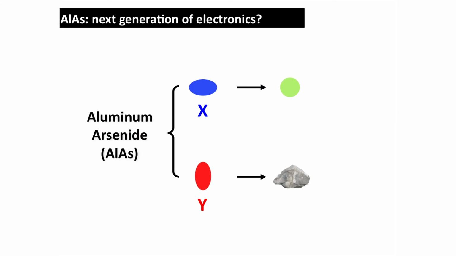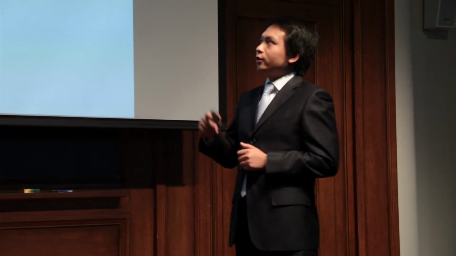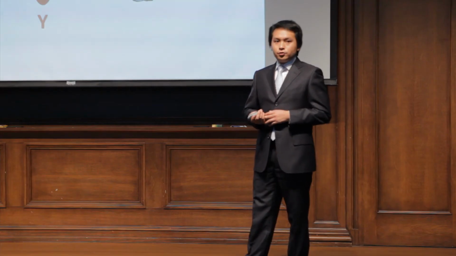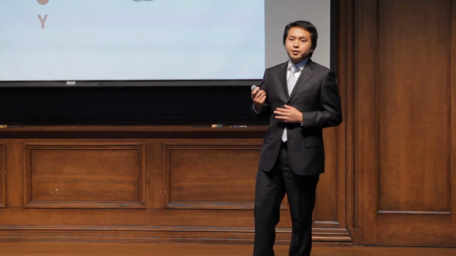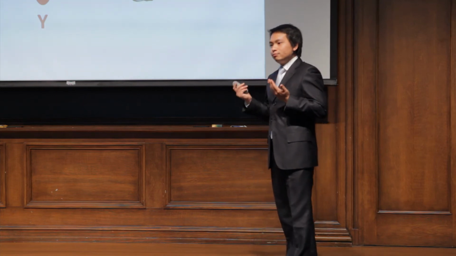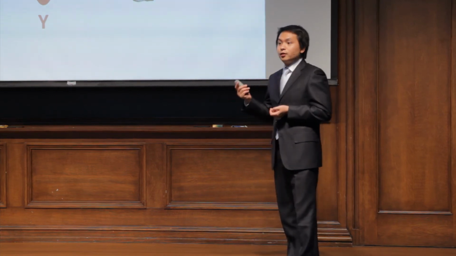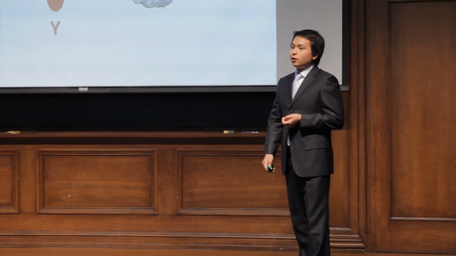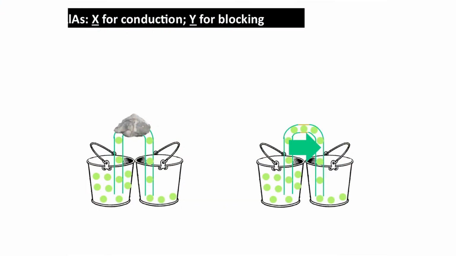What if we use one type of electron, for example, X electrons, to conduct the current, and use the other type of electron to block the channel? Then we can get rid of the leakage current. Let's see how it works. So let's replace the original electrons with X electrons and replace the rock with Y electrons.